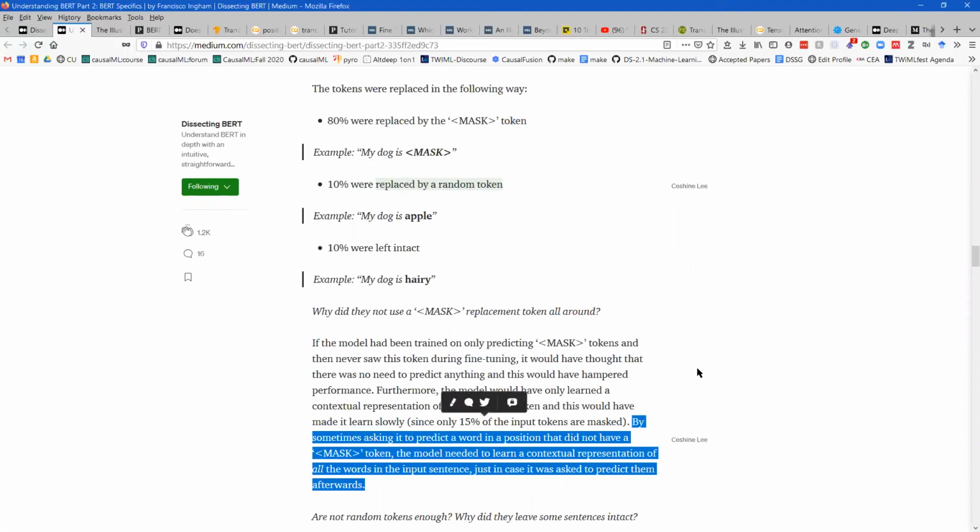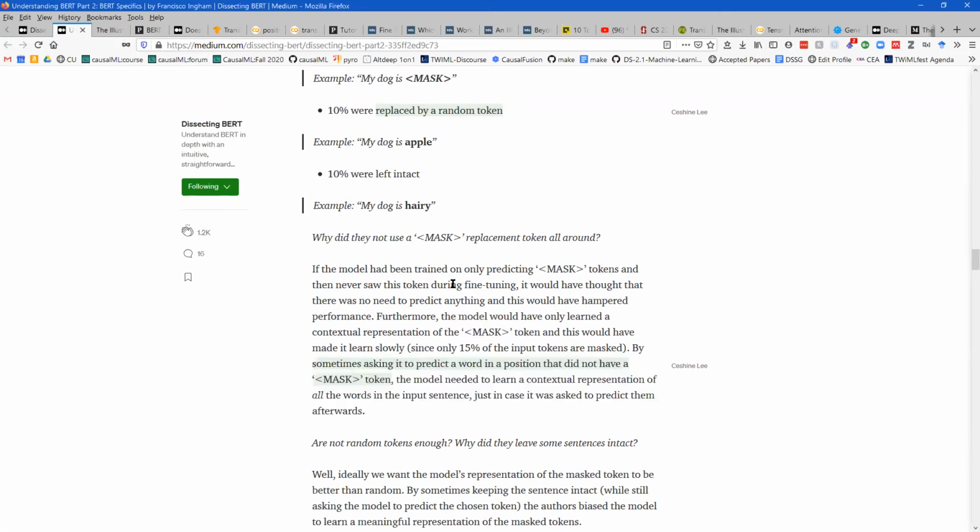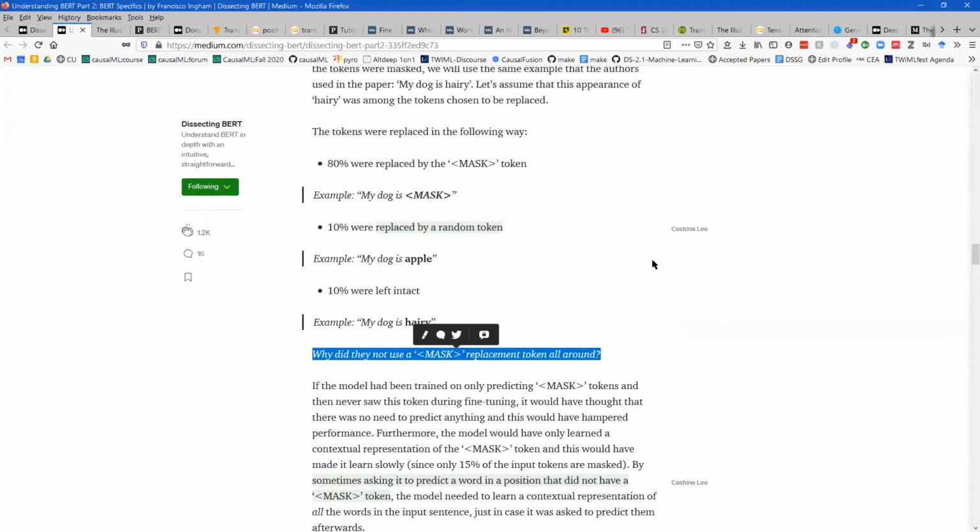He says that by sometimes asking it to predict a word in a position that didn't have a mask token, the model needed... so in other words, you gave it, let's see, wait a minute, let me go back for a sec. So I guess this is the question he's trying to answer. Why didn't he just use mask every time?